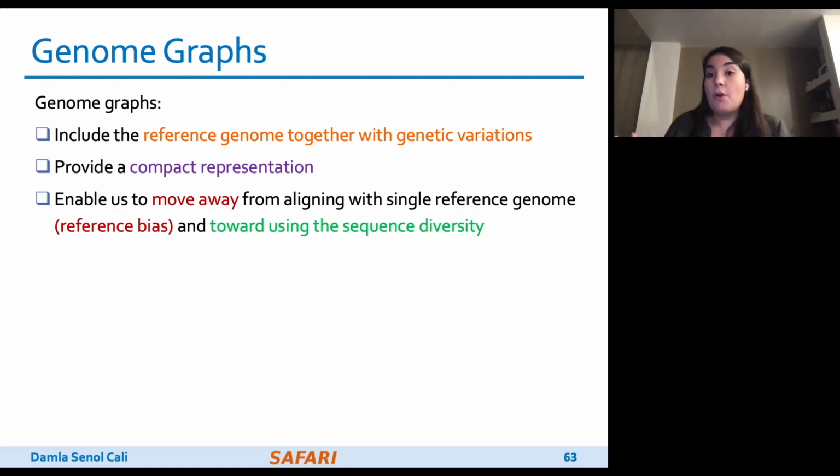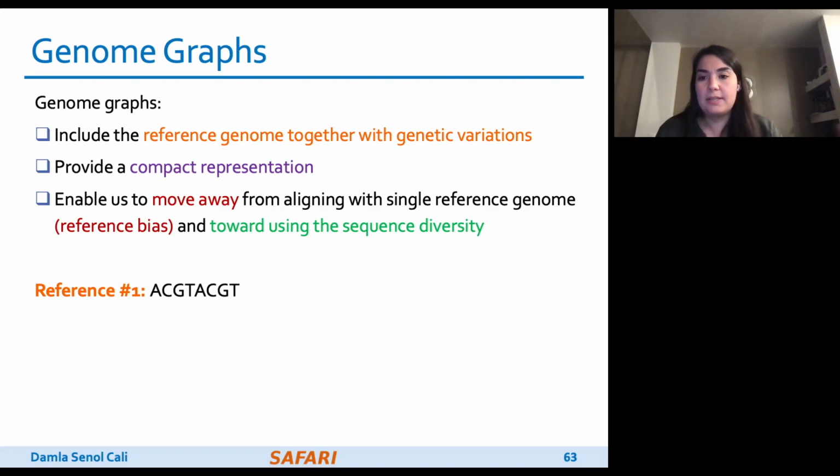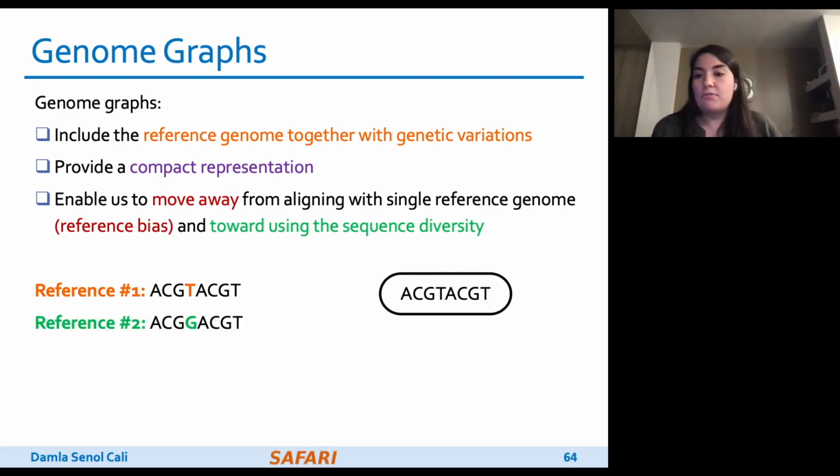And these genome graphs enable us to move away from aligning with a single reference genome and toward using the sequence diversity. So for example, this is one reference genome, let's say. So we start with a single node. Now we have a second reference genome, and here, as you can see, at the fourth position, instead of T, in this one we are observing a G. But they also share a 3-length substring and a 4-length substring at the beginning and end.